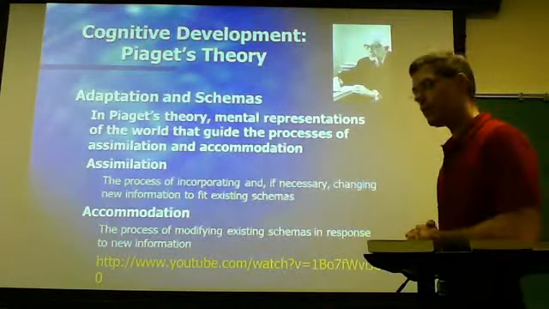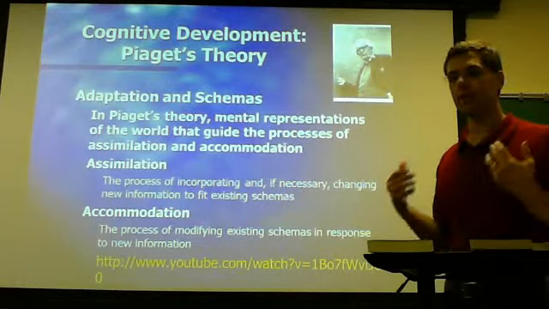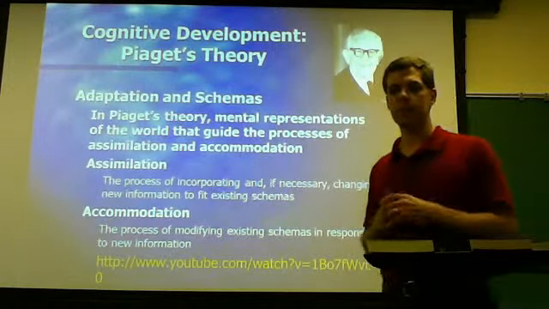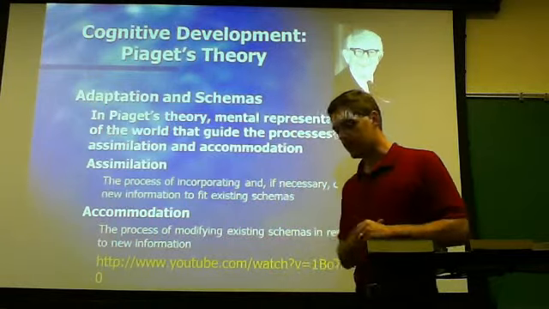And one of the big names in cognitive psychology is Jean Piaget. And Piaget came up with the idea that we develop schemas in our mind. And these schemas are mental representations of how we make sense of the world. And from these schemas, we behave and act upon the world and make snap judgments and things like that. And two of the big concepts of Piaget's theory are assimilation and accommodation.